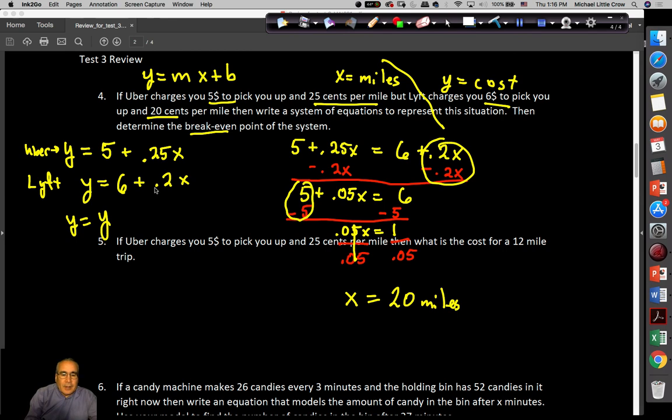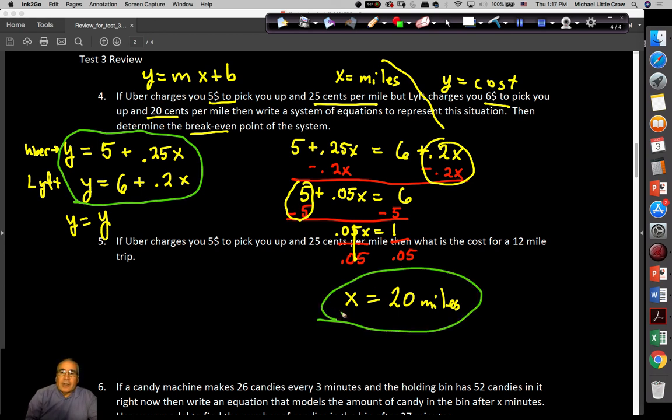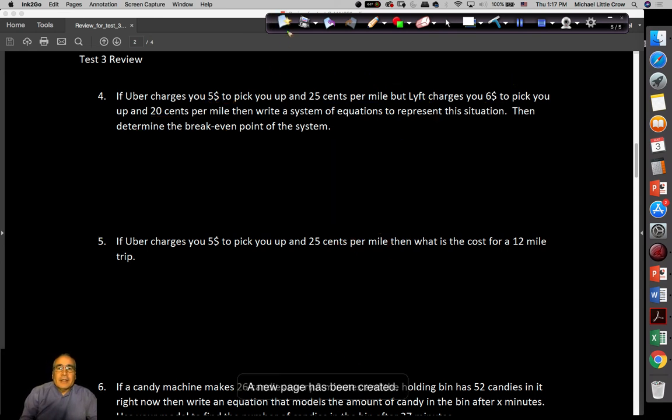So this is our system of equations, 2 equations, and this is our solution, the break-even point. So if you're going 20 miles, call either one. If you're going 25, call Lyft. If you're going 15, call Uber. Okay. Let's take a picture of that.